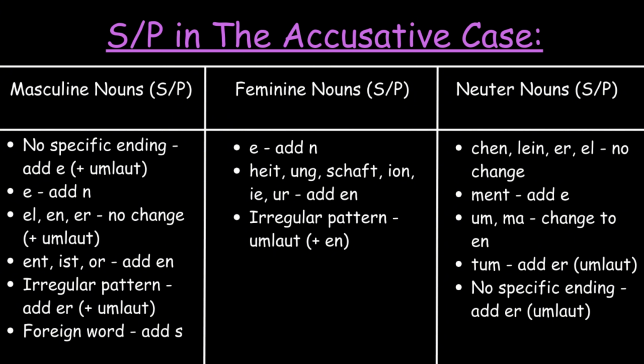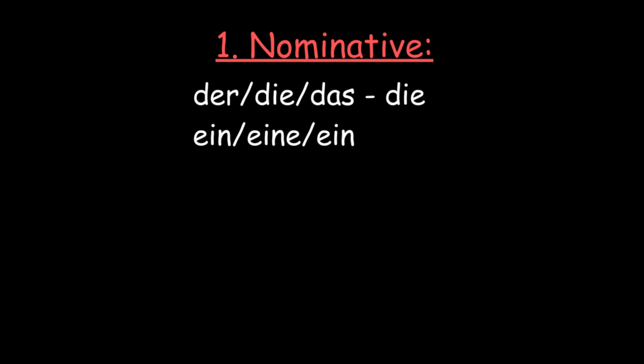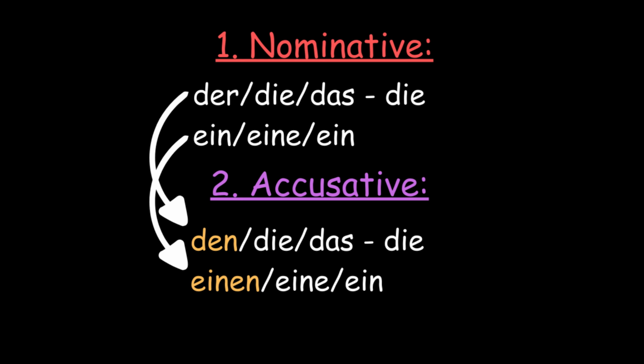In German, you can find masculine, feminine, and neuter nouns that have the following endings, and to pluralize them, we follow these patterns. Although nouns mainly don't change, in the accusative, their corresponding articles will be modified. However, the grammatical changes will only happen in the masculine articles. Unlike the nominative that uses der, die, das, die, and ein, eine, ein, accusative articles have only one change in the masculine. Der becomes den, and ein becomes einen.